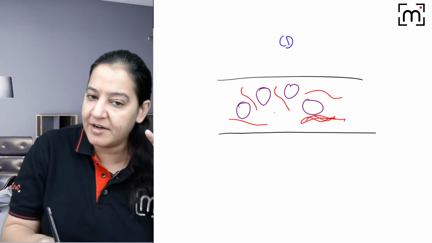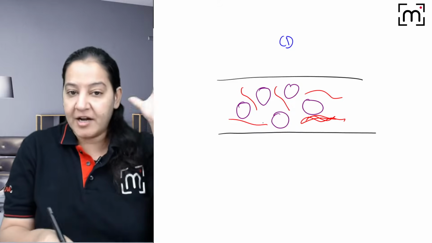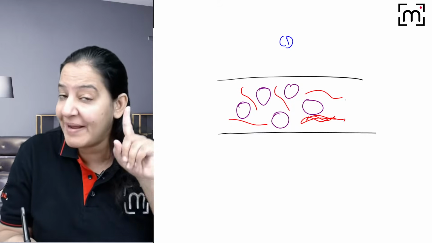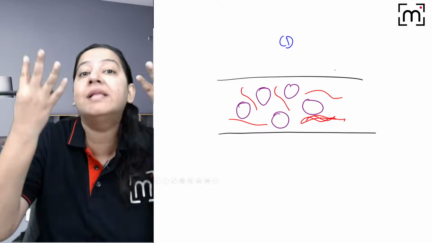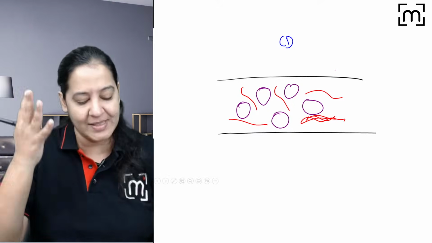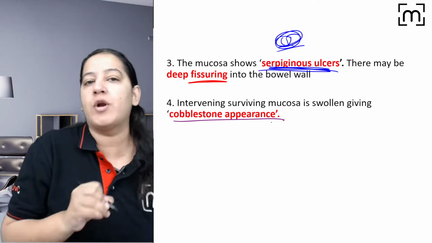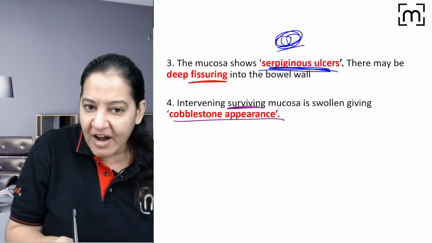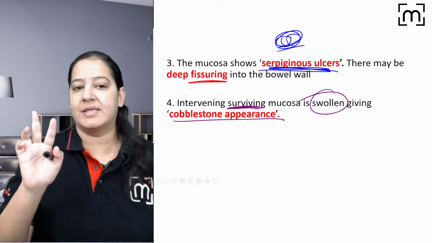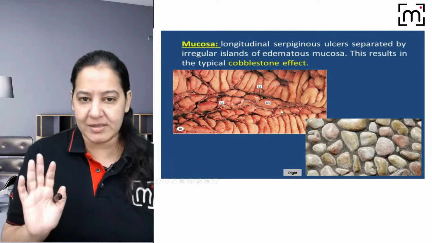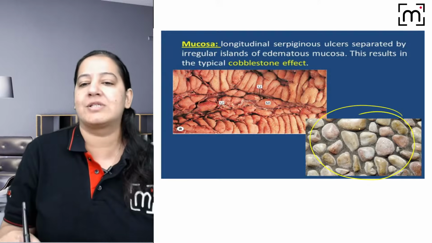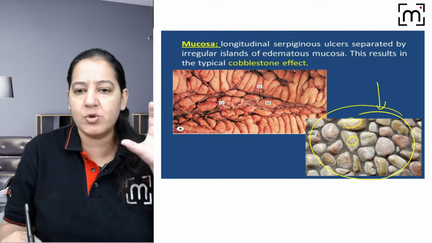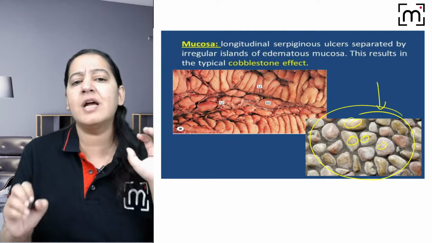Now what I want to teach you here: between any two ulcers, the remaining intestine swells up. Please mind my words. The remaining uninvolved intestine swells up between the two ulcers. So it gives a cobblestone appearance. The remaining surviving mucosa swells up between two ulcers. What do you mean by cobblestone? Let me tell you. This appearance is known as cobblestone. These are small stones. Have you seen them? These are known as cobblestones.